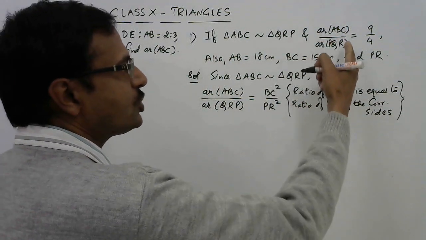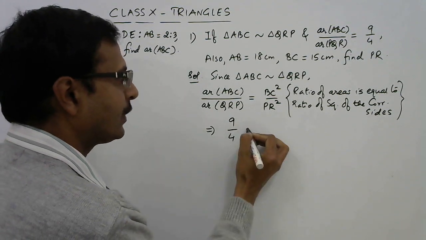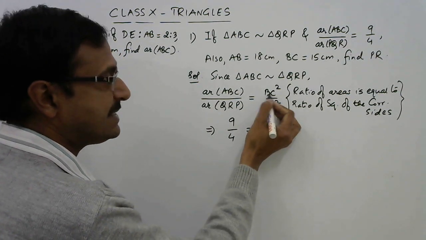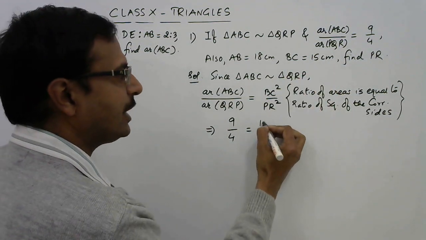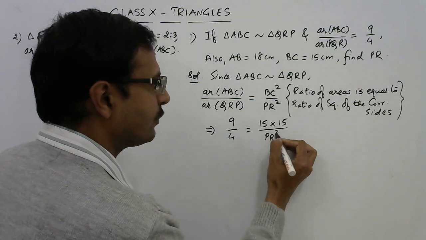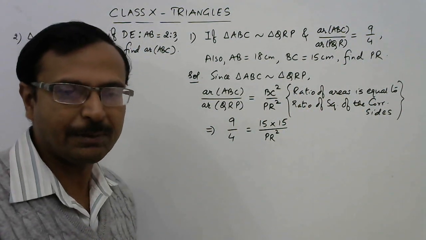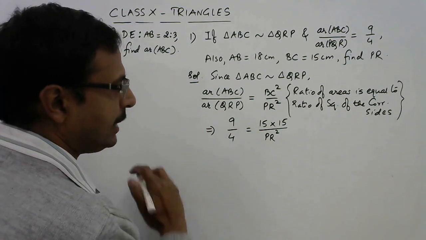Now see the ratio of areas. It is given as 9 by 4. So I will put here 9 by 4 equal to, what is the value of BC? BC is 15. So 15 into 15, that is 15 square, and PR square. So we need to find the value of PR. Very easy now. It is an equation in one variable. You can solve and find the value of PR.